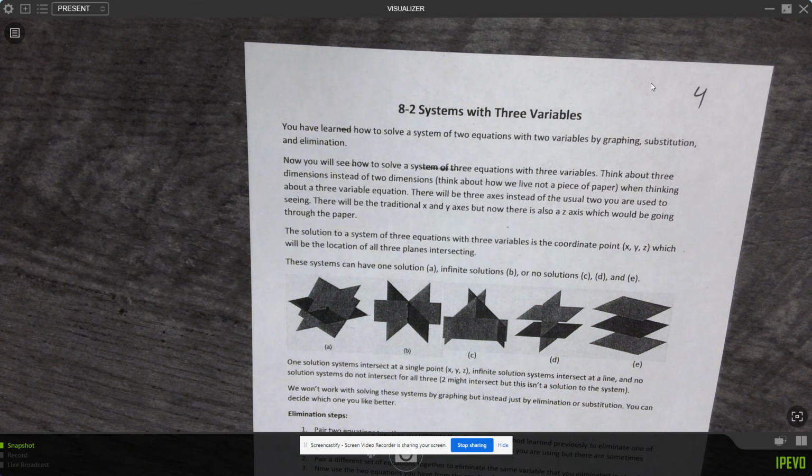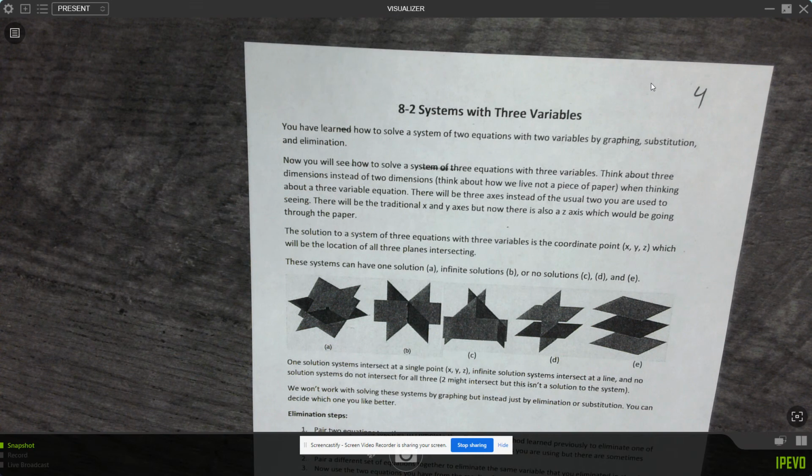Now we're going to look into how to do systems that have three equations with three variables. So now instead of x and y, we're going to have x, y, and z. When you have a system of two equations with two variables, you are on your xy coordinate plane. You're on a two-dimensional surface. But with three, you're going to think of three-dimensional. So now you're going to think about how we live and not on a sheet of paper.